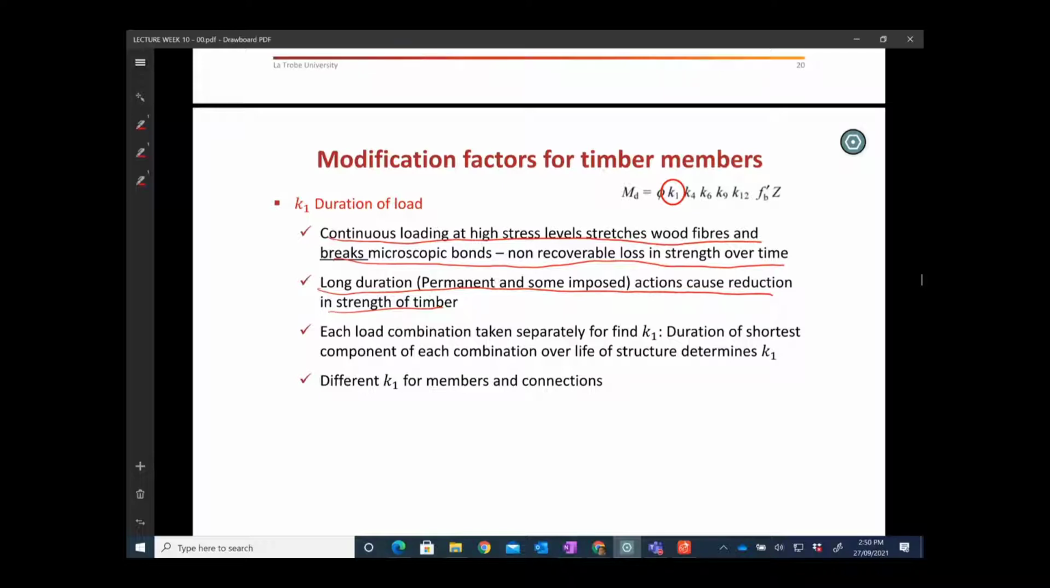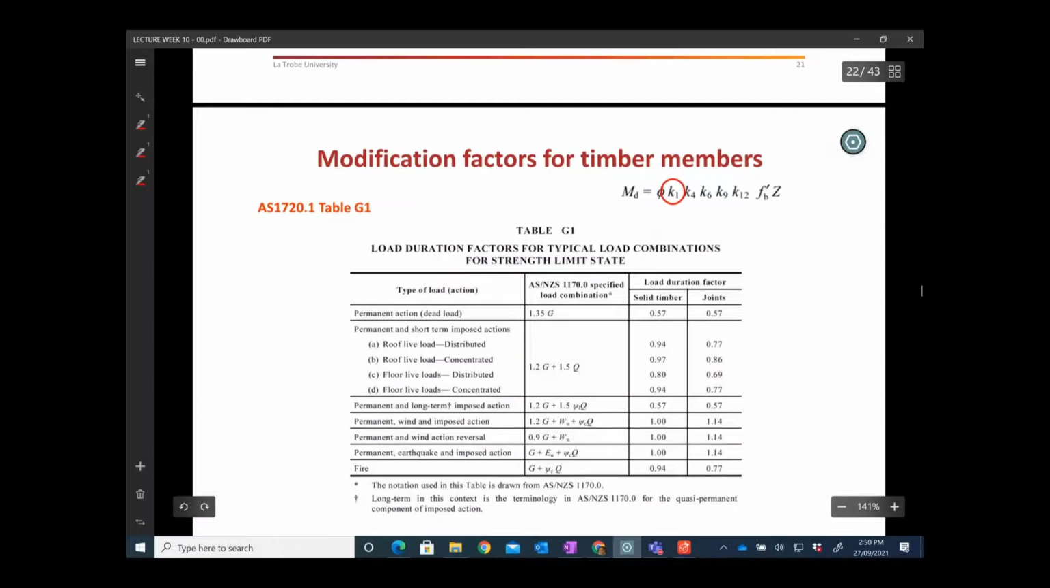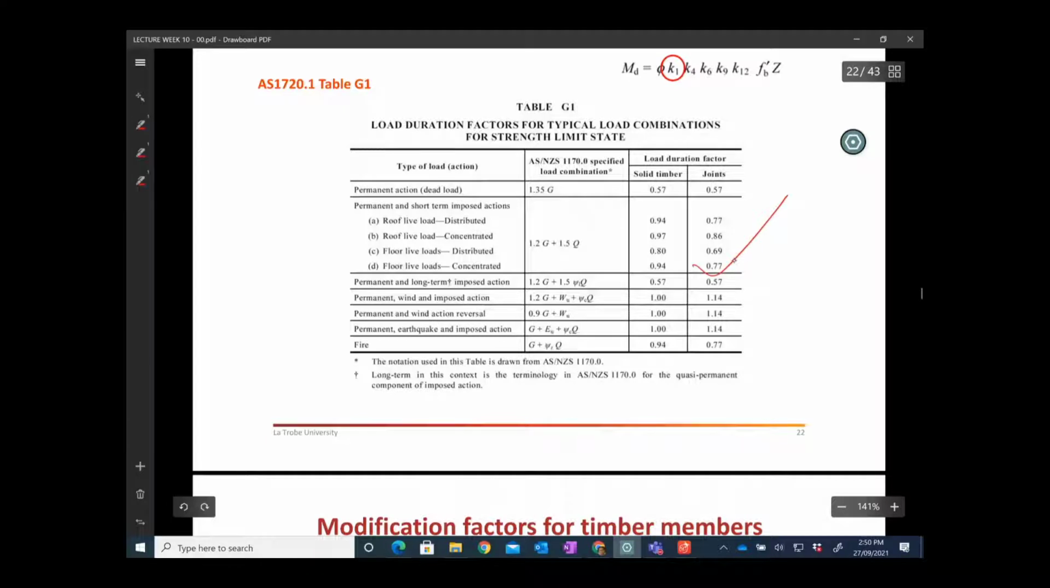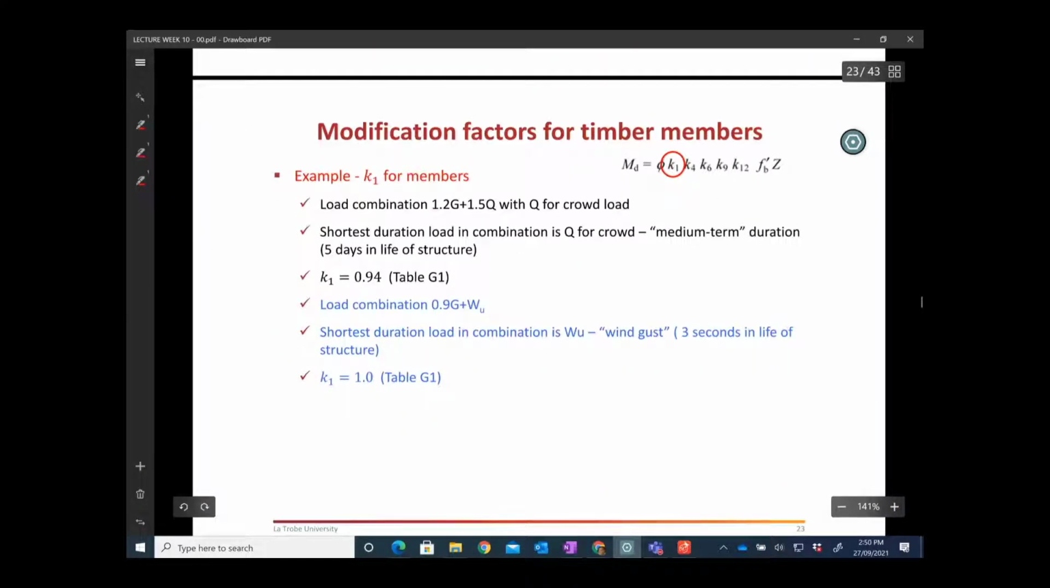So creep occurs in the timber beam as well. If you have a permanent load over a longer period, it will deflect, so you need to take into account that each load combination is taken separately for K1, the duration of the shortest component of each over the life, with different K1 for members and connections. We are not taking connections into account, but I will show you in the standards when we take examples for K1. I hope you understand what K1 is. It is just about the timing, how long the load lasts, so those tables will come. I will show you in the examples. So K1 is done.